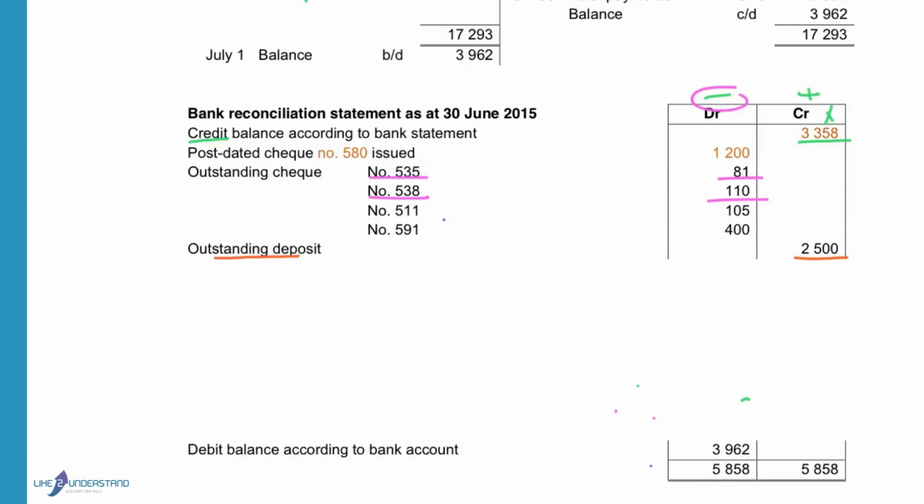So it's very important to remember that when a cheque is cancelled and a new cheque is written out, your first step will be to cancel the cheque in the cash receipts journal. The second step will be to issue a new cheque in the cash payments journal. And the third step would be to record this entry in your bank reconciliation statement and show that the bank will pay out this money in the future.